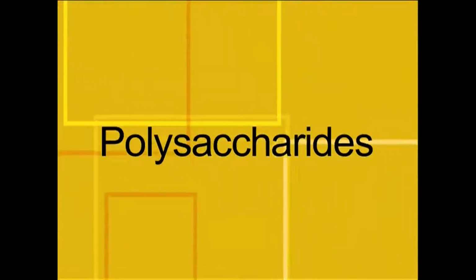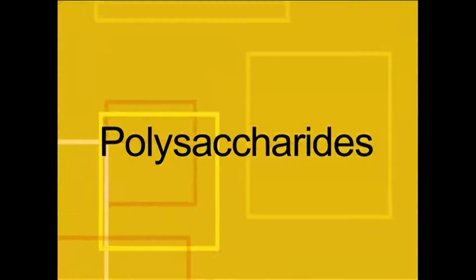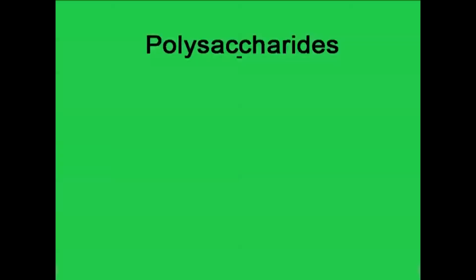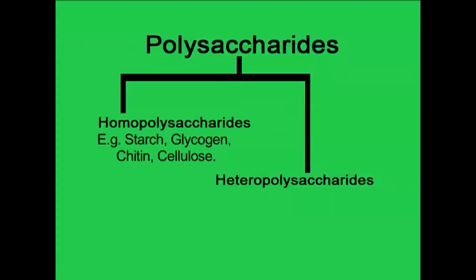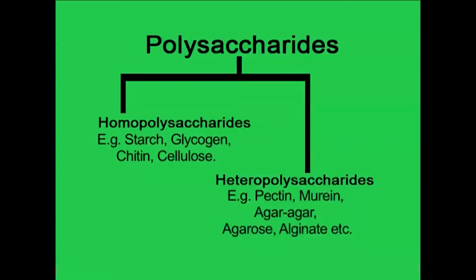From the name it is quite evident that polysaccharides are made up of many monosaccharide units which are joined by bonds called glycosidic bonds. They are covalent bonds. Polysaccharides can be classified as homopolysaccharides and heteropolysaccharides. The important homopolysaccharides are starch, glycogen, chitin and cellulose, and important heteropolysaccharides are pectin, murein, agar, agar-agar, agarose, alginate, etc.